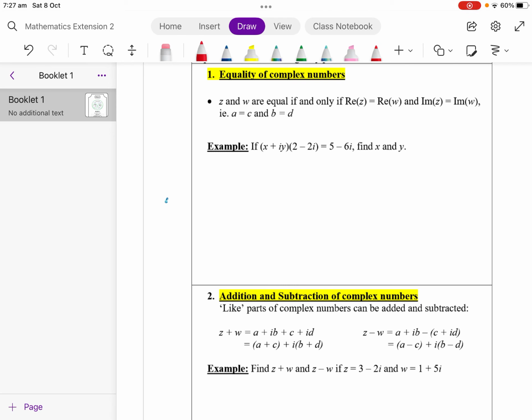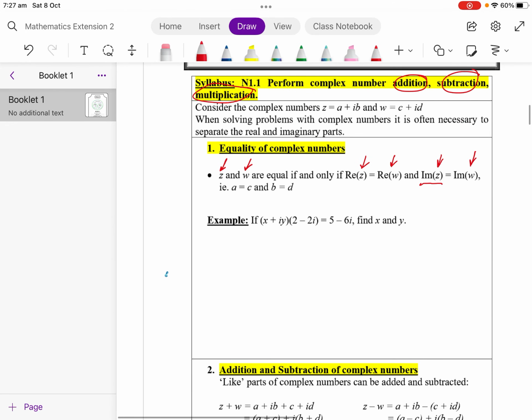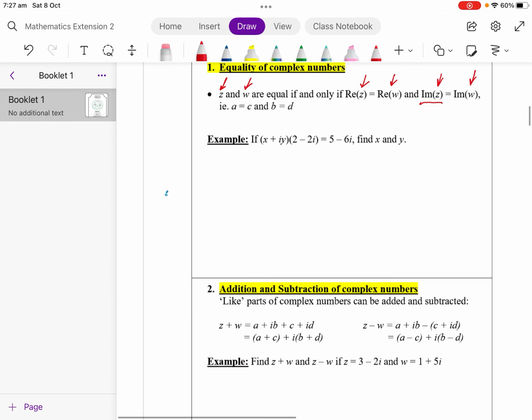We say that 2 complex numbers are equal, so just say Z and W, if their real parts are equal and their imaginary parts are equal. So that's just this language here. So if I look at 2 examples above, if A and C were equal, that's the real parts, and B and D were equal, that's the imaginary parts, then the 2 complex numbers would have to be equal.